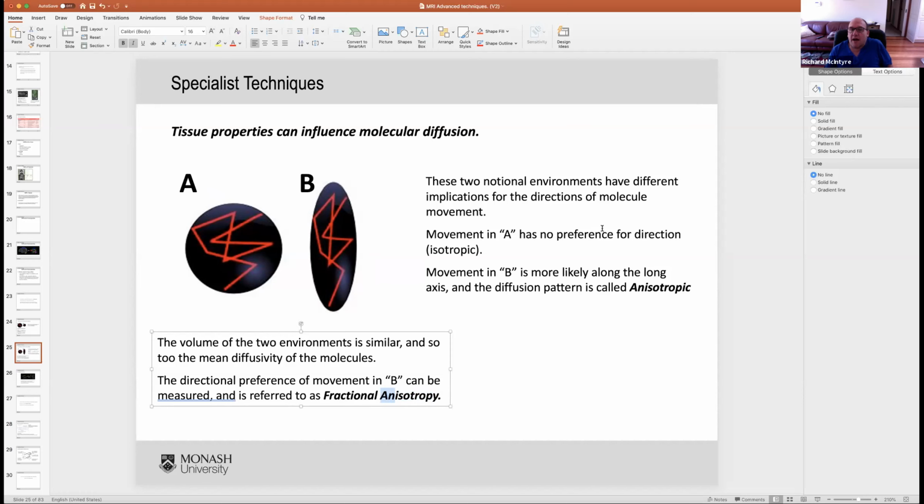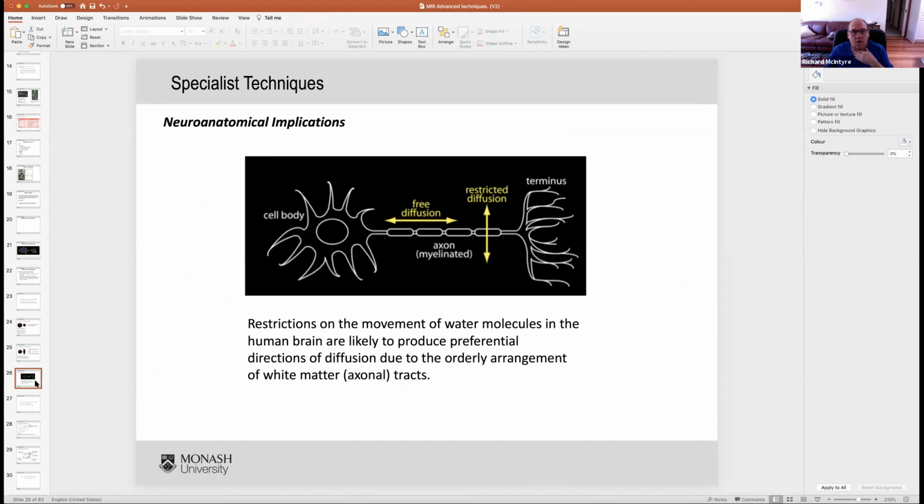Movement in molecule A has no preference for direction. Movement in molecule B is more likely along the long axis. So that's isotropic. That's anisotropic, because you're more likely to get movement along the axis of this cell. Oh, we have a cell, we have a brain cell, okay?